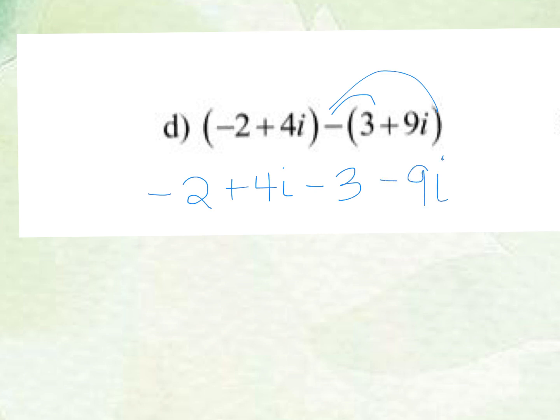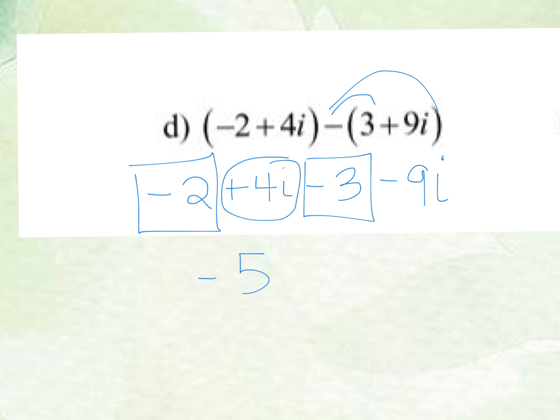And now I'm going to look for my like terms. Let's deal with my real numbers first. I see that I have a -2 and a -3, so those are going to combine to give me a -5. And I see that I have a positive 4i and a minus 9i, so these are going to combine to give me a -5i.